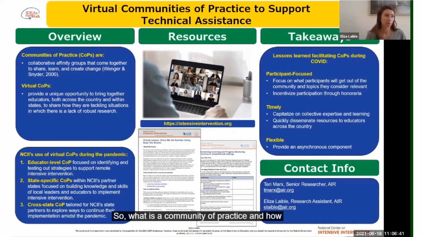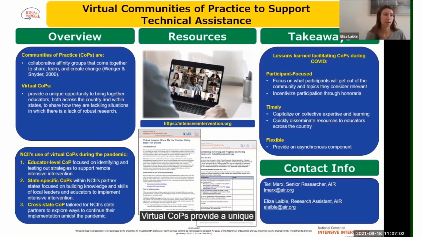So what is a community of practice and how does that translate virtually? Communities of practice, or COPs, are collaborative affinity groups that come together to share, learn, and create change. And while COPs have existed for centuries, they have only recently been utilized in virtual settings.